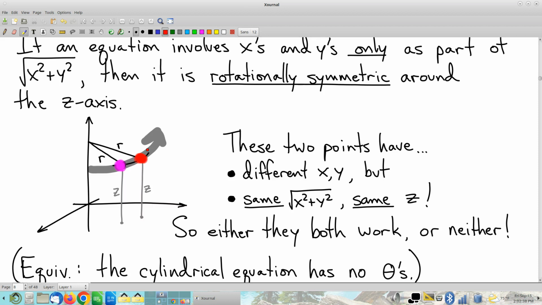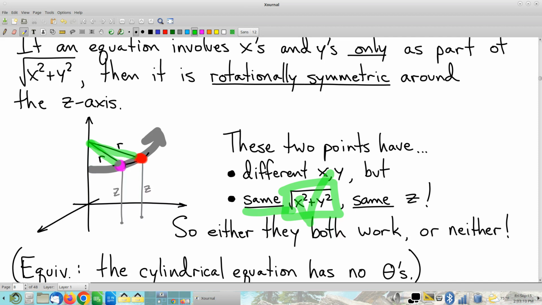We've got a purple point and a red point, and they have totally different x coordinates and totally different y coordinates. It wouldn't appear they have much in common. However, even though they have different x and different y, they do have the same distance from the z-axis. In other words, they have the same value of this expression, square root of x squared plus y squared, that we've agreed is the only way that x and y matter in this scenario anyway.